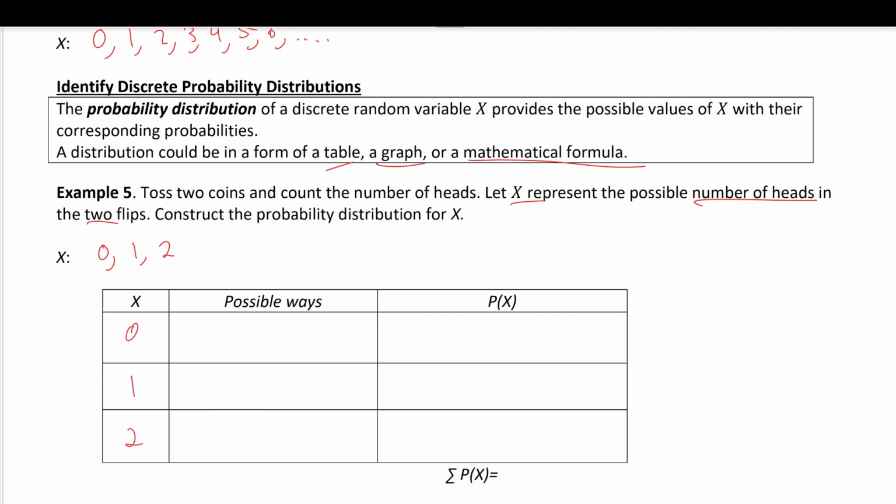If we let tails be t and heads be h, then one way to get 0 heads from 2 coins is that they were both tails, right? That's only one way. How can you get 1 head out of 2 coins? Well, the first one could be heads and the second tails, or the first can be tails and the second heads. And then finally, how can you get 2 heads? Well, they would both have to be heads.